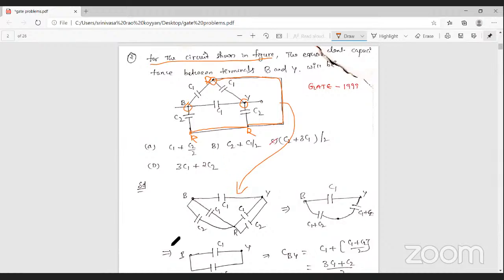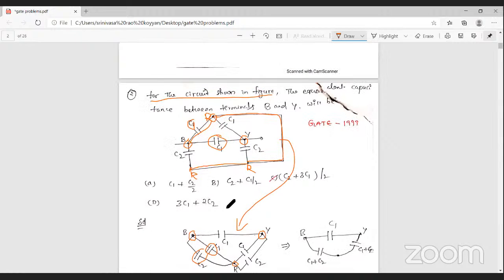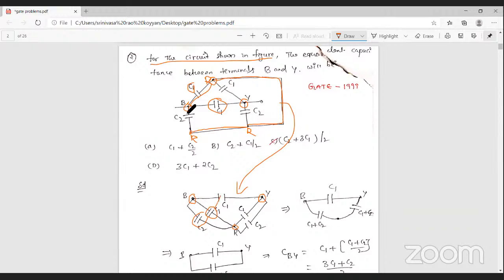Now let us reconstruct this network as shown below. Let us take the B and Y terminals and the R point here. Connected from B to Y, the capacitance is C1. Next, B to R, what is the capacitance value? B to R, the capacitance value is C1. And B to Y, the capacitance value is C1.